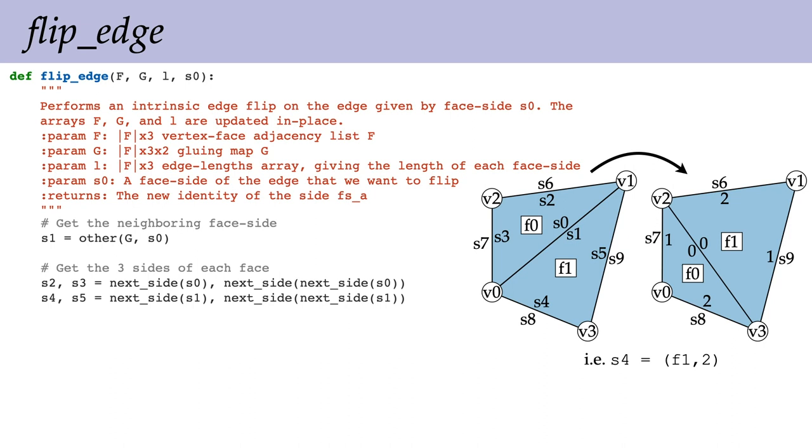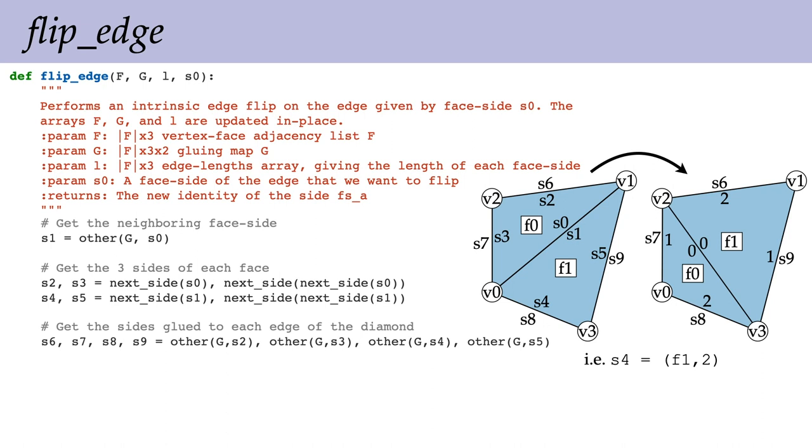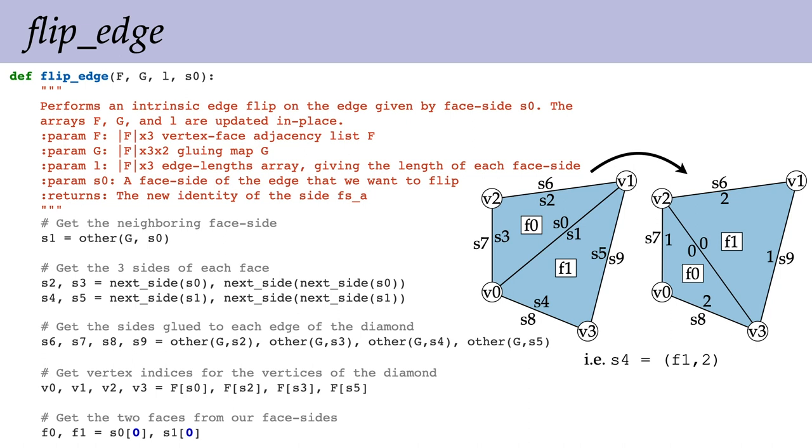So what we do is we first need to gather up a whole bunch of data, basically everything labeled in this diagram. We want to get the neighboring face side along the same edge as the one we took as input using our other function, as well as gathering together all three face sides of the two triangles that we're interested in. And then also getting the opposite face sides, these outer neighboring face sides labeled 6, 7, 8, and 9 here that are in neighboring triangles. And then we also want to gather the four vertex indices amongst these two triangles, as well as the indices of the two faces that we're working with. So this code on the left just reads off all of that data from our data structures with the help of some helper functions.